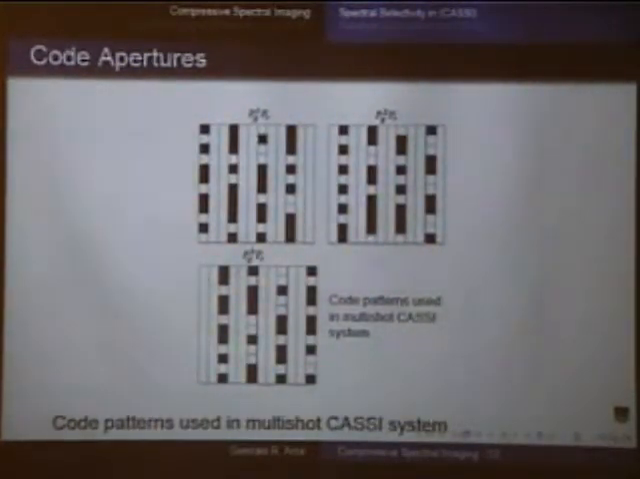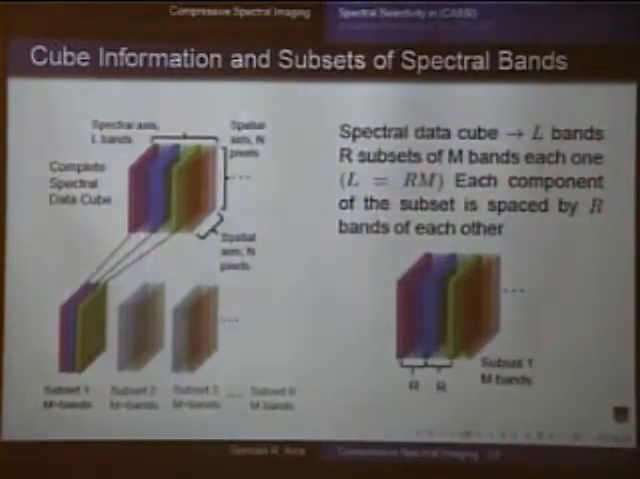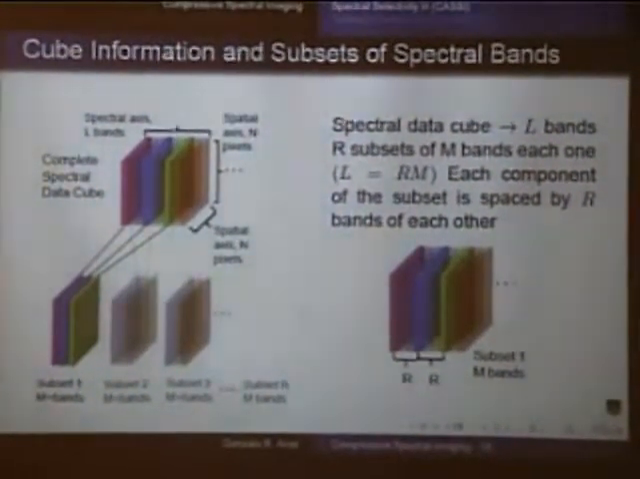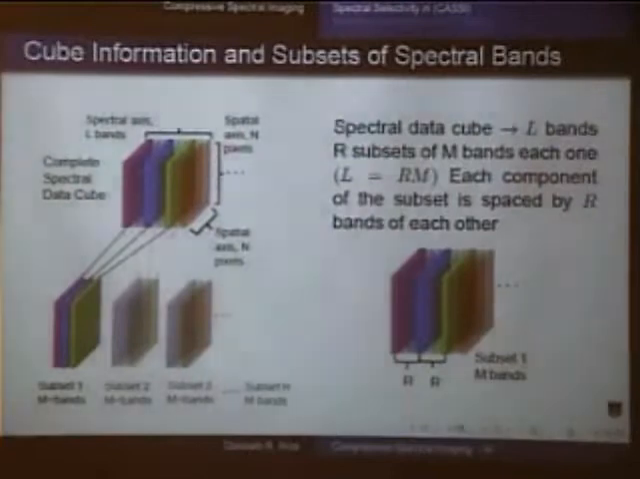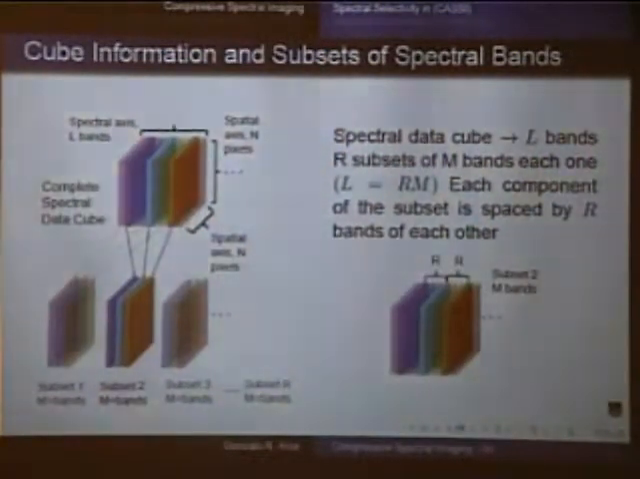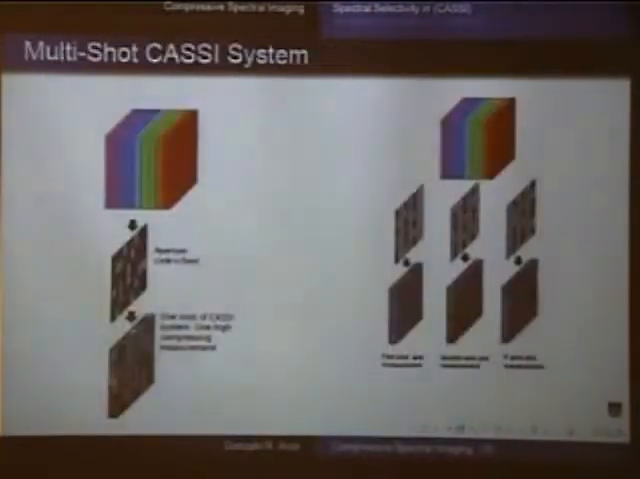So in the first shot, my coded aperture is going to look like that. My second shot is going to look like that. My third shot is going to look like that, and so on. Right? So in this case, I will be able to jump every L bands, and I can group those, and I'm going to be able to reconstruct those M bands of interest. And of course, I can pick any bands that I want. The best way to do this is as follows.